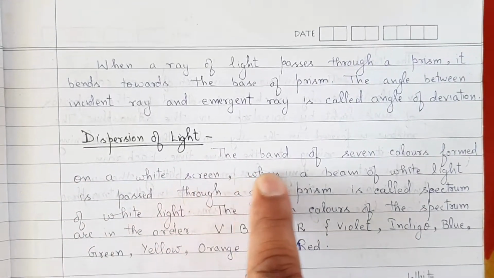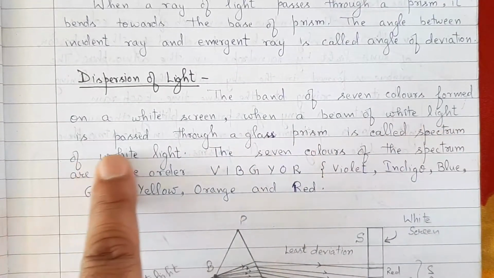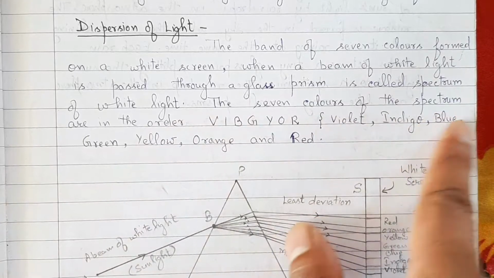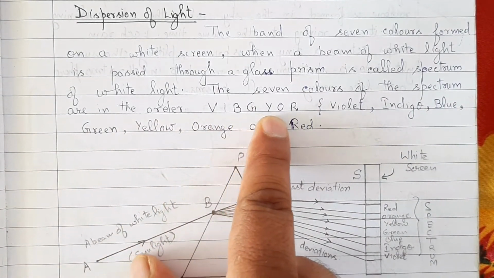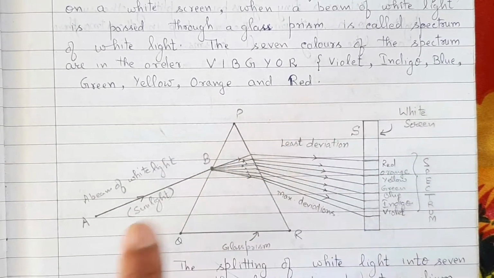Dispersion of light. The band of 7 colors formed on a white screen when a beam of light is passed through a glass prism is called the spectrum of white light. The 7 colors of the spectrum are, in order, VIBGYOR: violet, indigo, blue, green, yellow, orange and red, as shown in the figure.